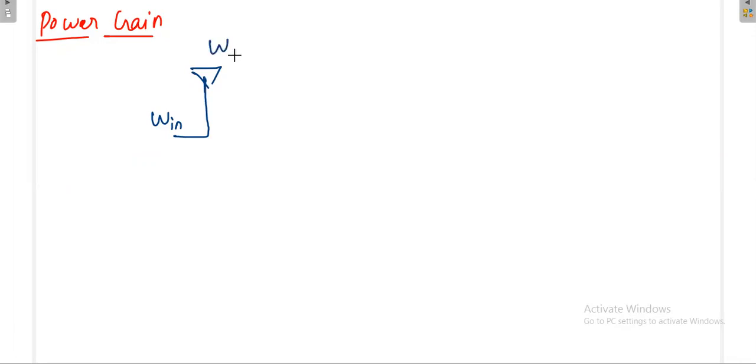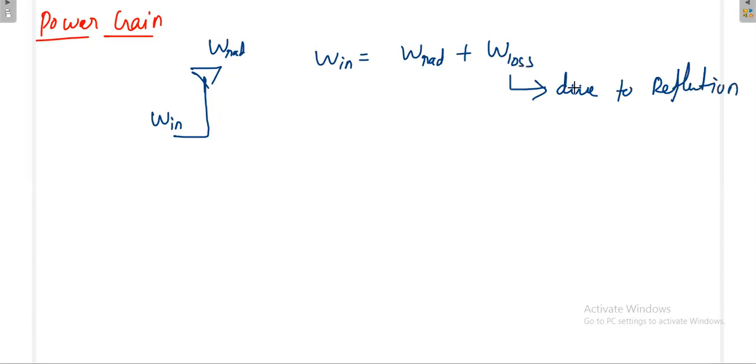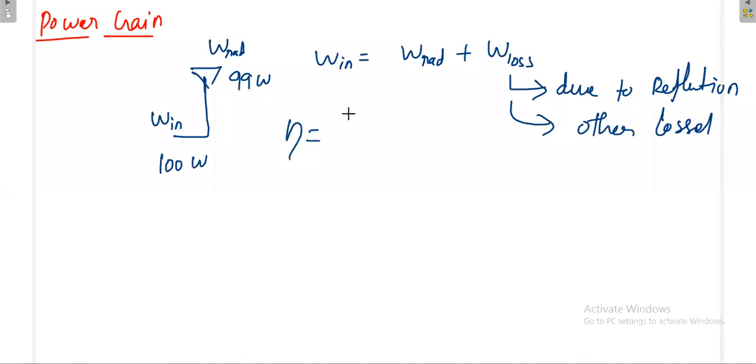Remaining power is radiated on the air. So the input power is equal to radiated power, but the loss is due to the antenna. So the efficiency of the antenna is equal to how much power is radiated divided by how much power is given as input.